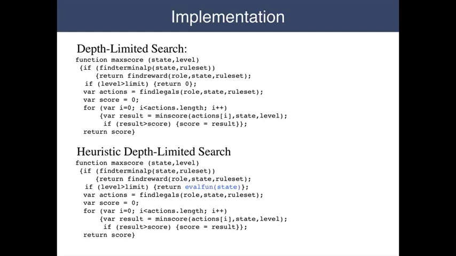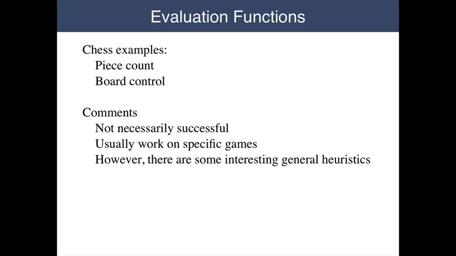The tough part of the implementation is figuring out how to evaluate non-terminal states. Fortunately, examples of heuristic functions abound. For example, in chess, we often use piece count to compare states, with the idea that in the absence of immediate threats, having more material is generally better than having less material. And similarly, we sometimes use board control, with the idea that having control of the center of the board is more valuable than controlling the edges or the corners of the board.